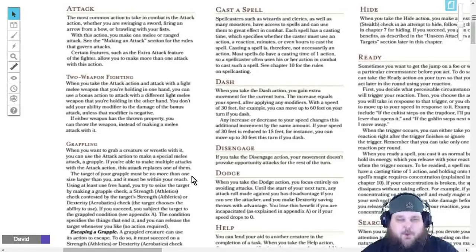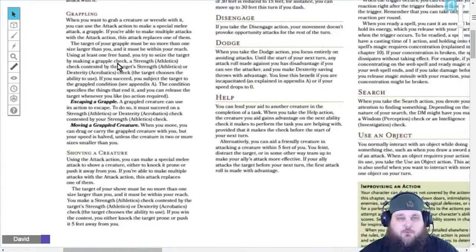Now when you do this, you can use one hand or you can use two hands, and you're going to have to do a contest. Now your contest, as it states here, you are going to use your strength athletics, which would be a normal strength check, but if you are proficient in athletics, then you will be able to add in your proficiency. Now, that check will be contested by the target's strength athletics or dexterity acrobatics. And, depending on the creature, if the DM is controlling this as an NPC or monster, then the DM can choose the highest. So if you succeed and win the contest, then you will give that creature the grappled condition.